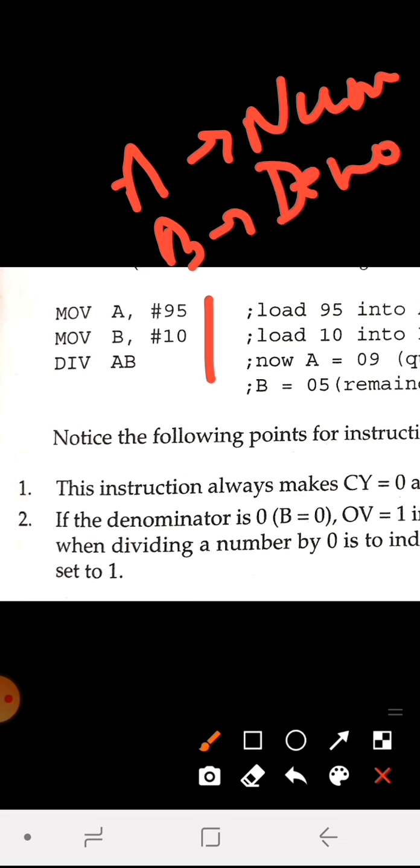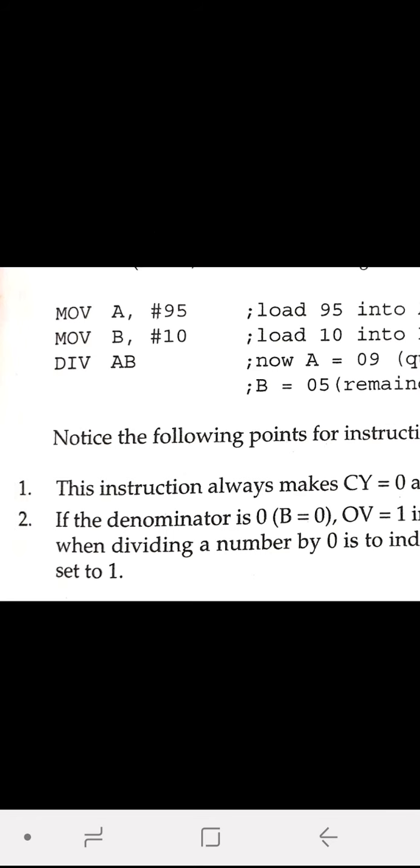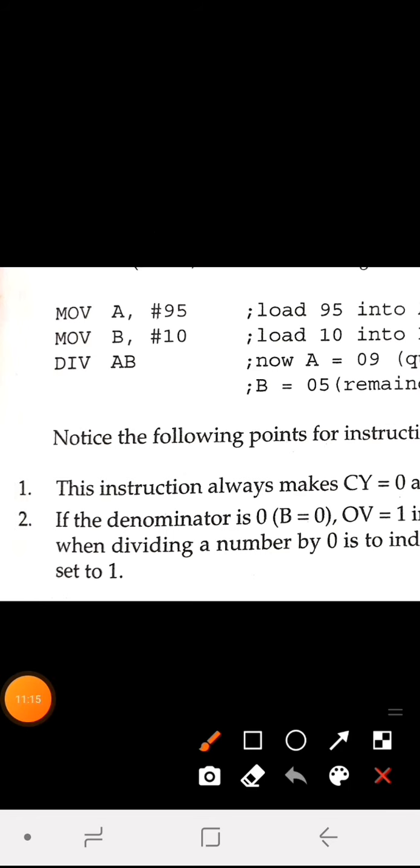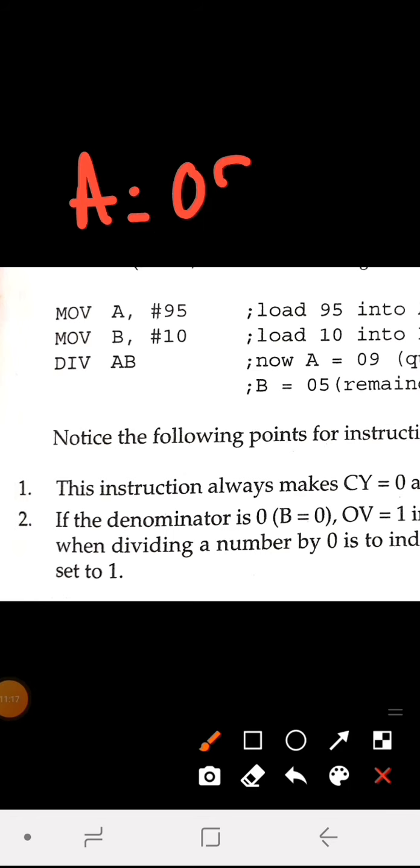Once you perform DIV AB, now you will be having your remainder and quotient, right? So after this operation, A is equal to 9, that will be your quotient, and B will be holding the remainder, which is equal to 5.